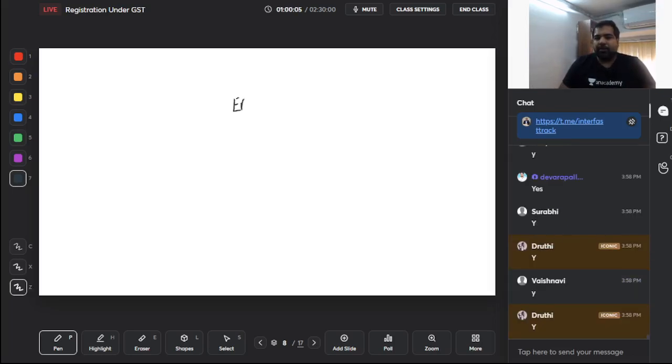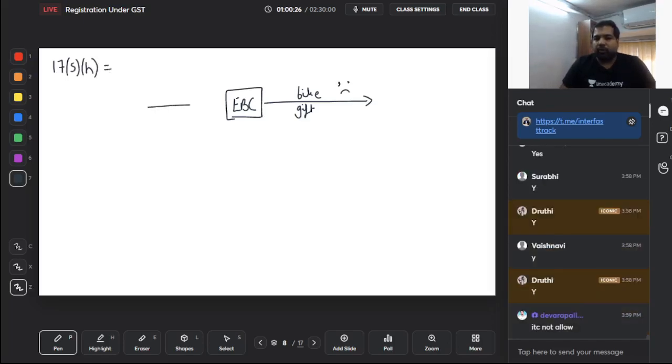This is electric bike company, and they are giving one bike as a sample or as a gift to a movie star. Guys, will it make the movie star happy? Yes. But the government is not happy. They say 17(5)(h), because we don't get anything in this we will not give you any credit.